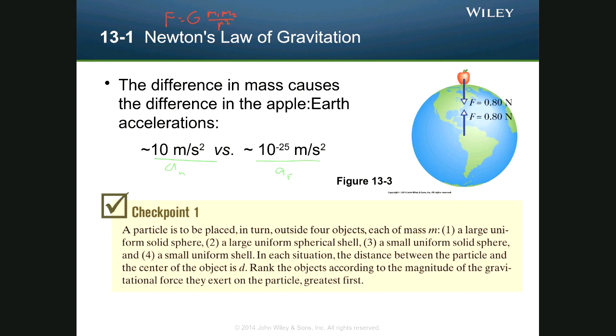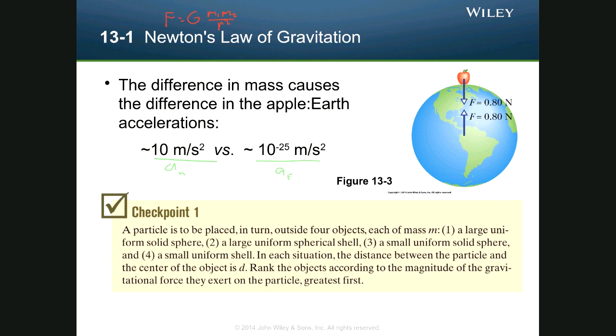Yeah, Mina. I'm just trying to clarify here. These checkpoints are meant to be unclear sometimes, I think. So go for it. Yeah, so we have four objects, right? We have the large uniform solid sphere, a large uniform spherical shell, right? So those two, do they even have the same radius? No, I wouldn't think so. I think large and small.